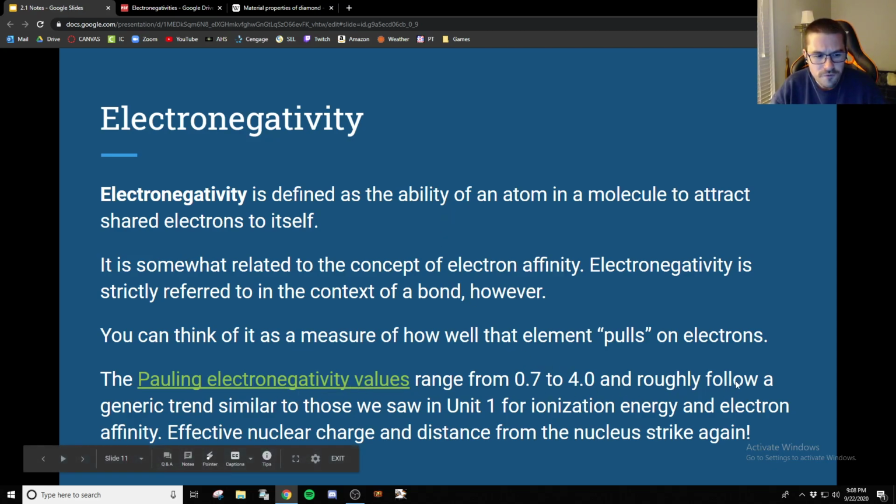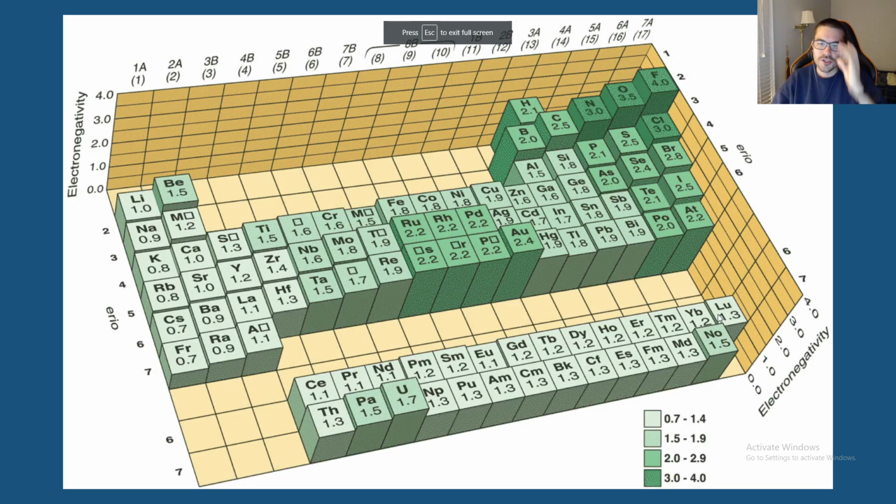Electronegativity values roughly follow a generic trend similar to the ones that we saw in the previous unit for ionization energy and electron affinity. And once again, the trend that we see in electronegativity is due to concepts like effective nuclear charge and distance from the nucleus. I love this next slide. This picture is a graphical representation of electronegativity values. It shows you how, as you go from left to right across the periodic table, electronegativity values tend to increase. And it's pretty easy to understand why.